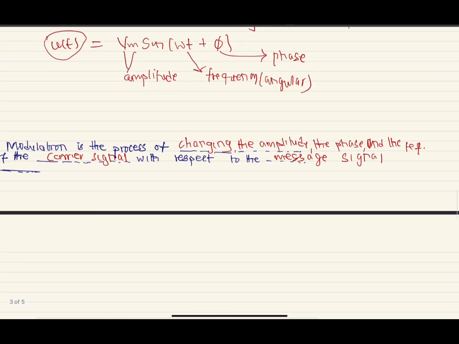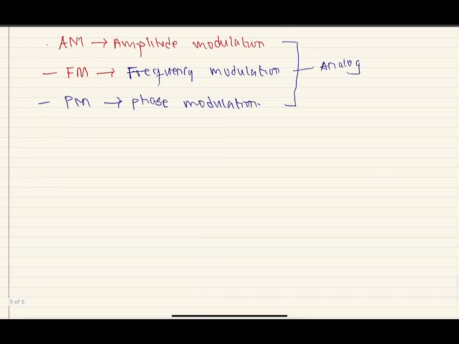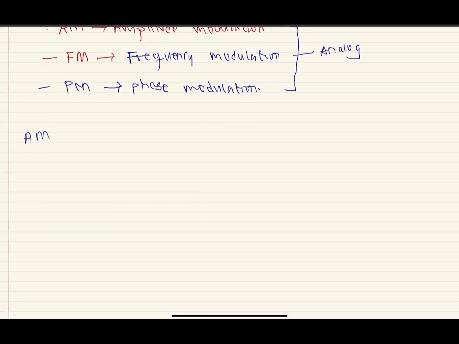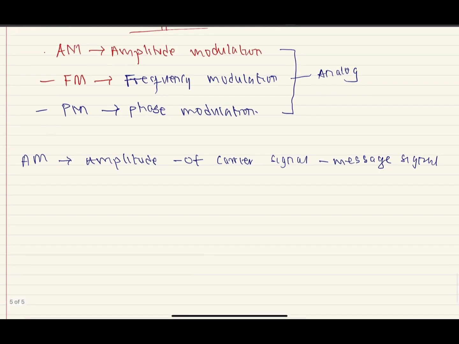So here, instead of saying changing the amplitude, the phase, or the frequency of the carrier signal with respect to the instantaneous change in the message signal, what you need to say is that amplitude modulation, or AM, is the process of changing the amplitude of the carrier signal with respect to the instantaneous change in the amplitude of the message signal. So this is how you can define amplitude modulation.